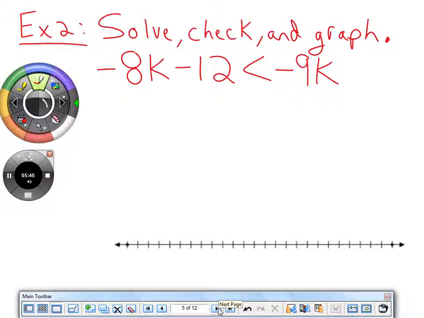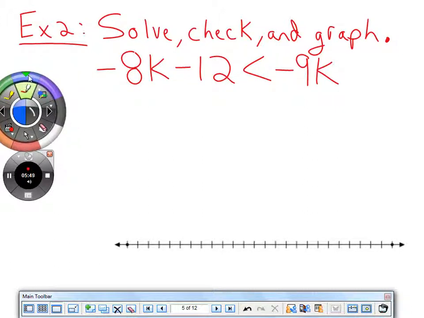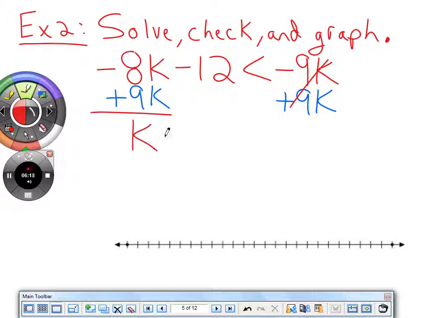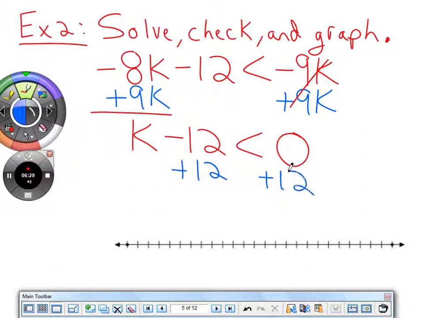Next one. Same direction, so we're going to try to get the variable by itself. This time it's the variable k. So we just need to do whatever it takes to get them by themselves. You can either add the 9k to both sides, or we can add the 8k. I think I'm going to go ahead and add the 9k to both sides, just so that my k turns out to be positive. So I'm going to add 9k, and if I do that, I cancel from this side. And when I add these guys together, I'm going to have a positive k minus 12 is less than, and I won't have anything over there, so I'm going to say 0. And then I'm going to add 12, and that will be k is less than 12.